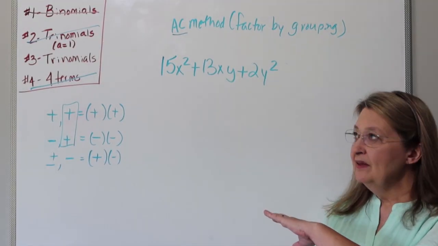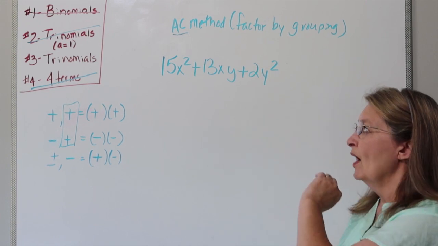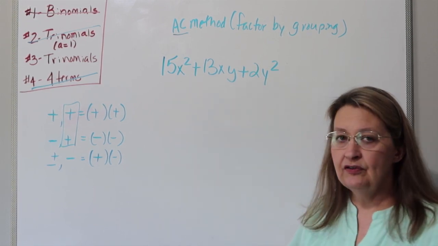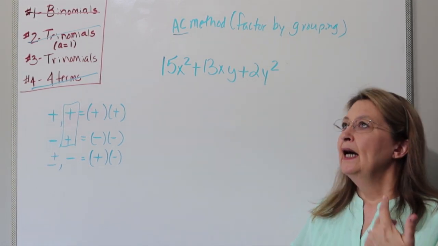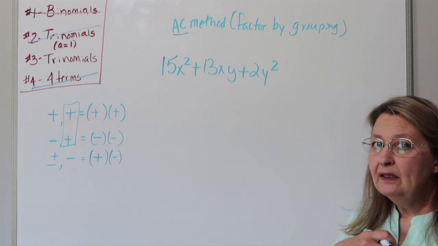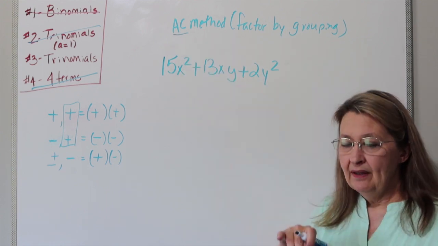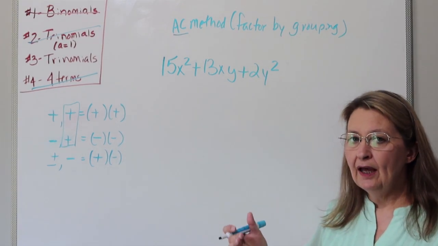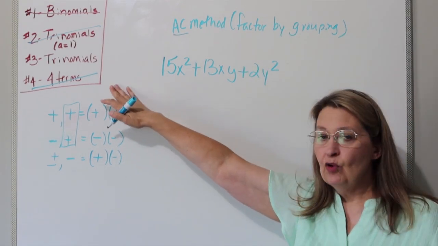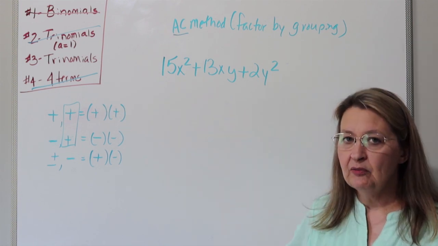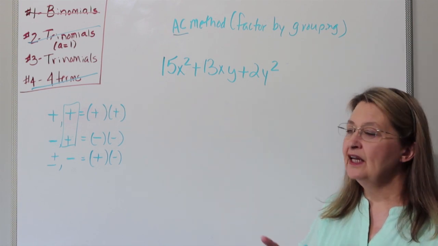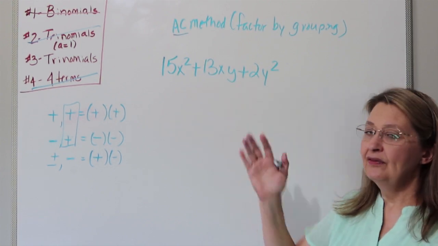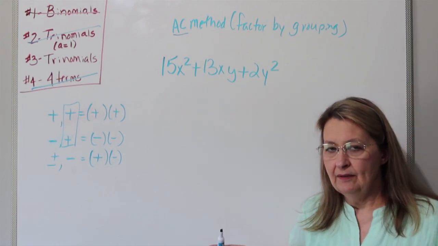And we're on the last method now. This is for a trinomial that does have a coefficient in front of the first term. A lot of people, including me, call this the AC method. Your book calls it factoring by grouping. I know that the method we used for 4 terms, we called that factoring by grouping, but here in just a second you're going to see why these can be called the same thing.